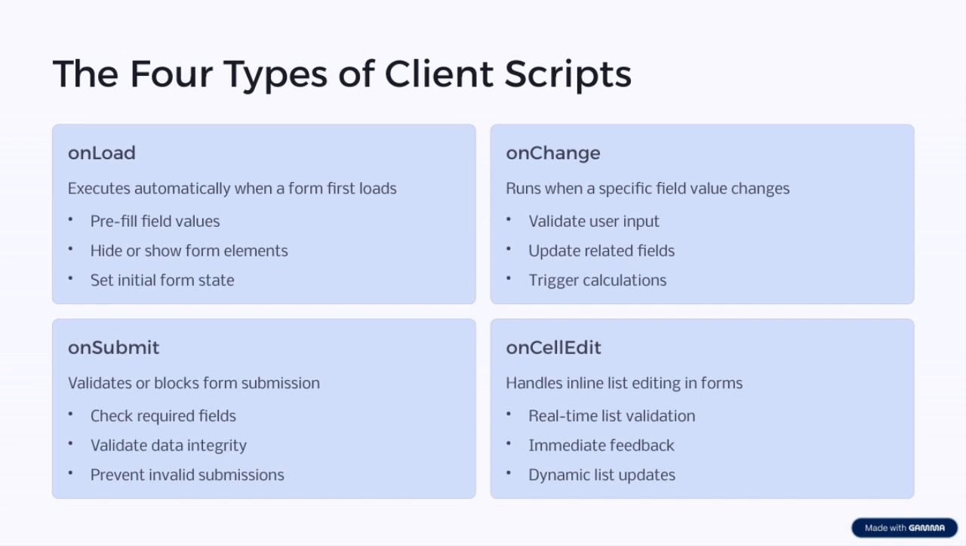The onChange script activates whenever a specific field value changes. It's perfect for running calculations or updating other parts of the form dynamically, ensuring that the form responds intelligently to user input. Finally, the onLoad script executes automatically when the form first loads. It sets the initial state, such as hiding or showing elements, pre-filling fields, or setting default values. This helps create a tailored experience right from the start. Together, these 4 types of client scripts give us powerful tools to make forms more interactive, accurate, and user-centric, which is at the heart of delivering a seamless digital experience.